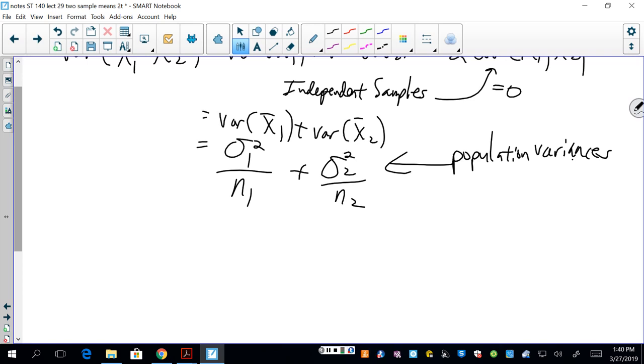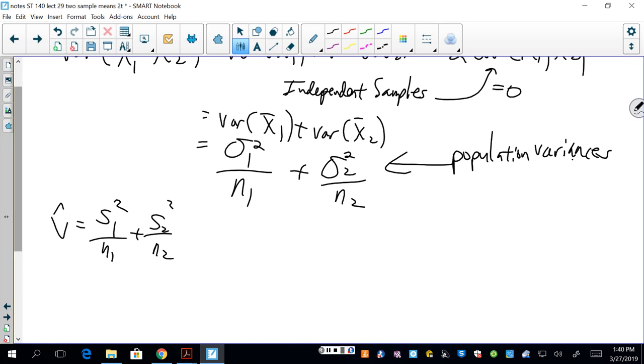So the question becomes how to estimate that. One way to estimate that variance would just be to put the two sample variances in here and divide by their standard errors. That's fine. That's one way that it's done.